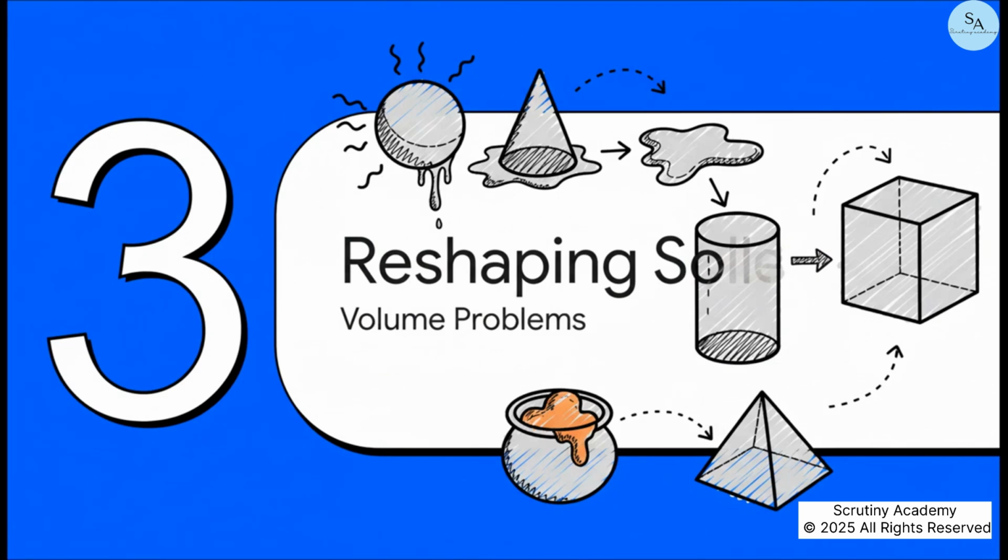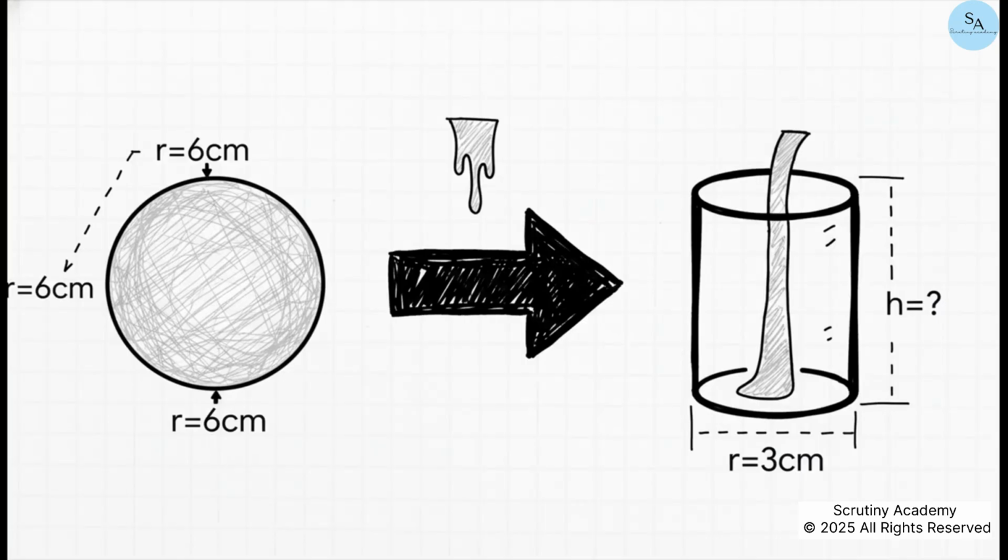Fantastic job. Now, for the second major type of problem you're going to see, this is where we melt one shape down and remake it into another. And these questions are all about one single powerful idea. Okay, so here's the scene. We take a solid metal ball, we melt it all down into a puddle of liquid metal, and we pour every last drop into a new mold that's shaped like a cylinder. This new cylinder has a different radius, and our job is to figure out how tall it's going to be.